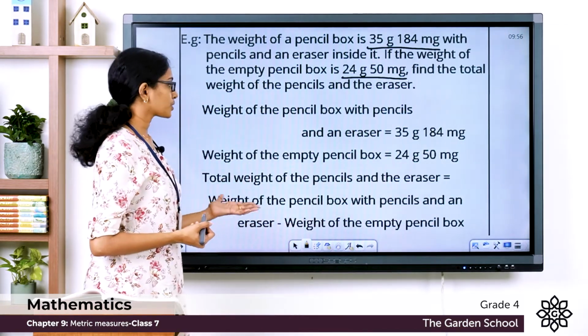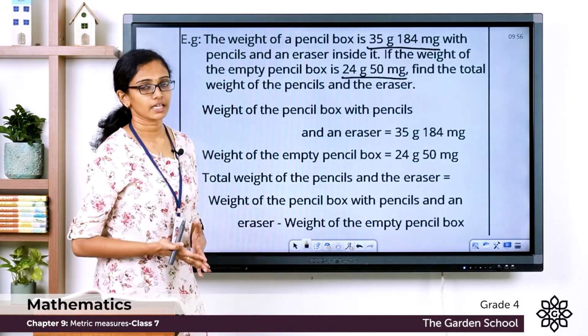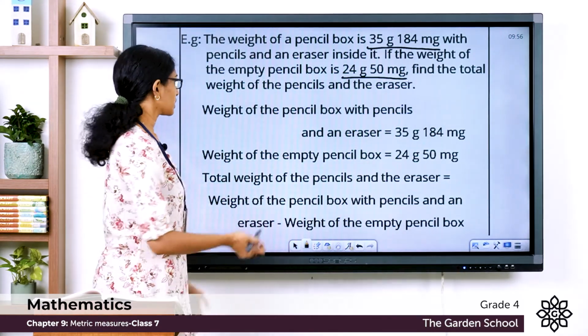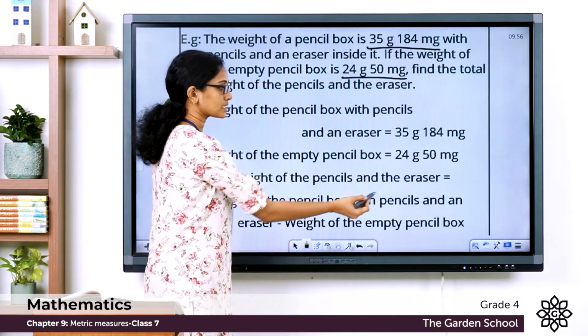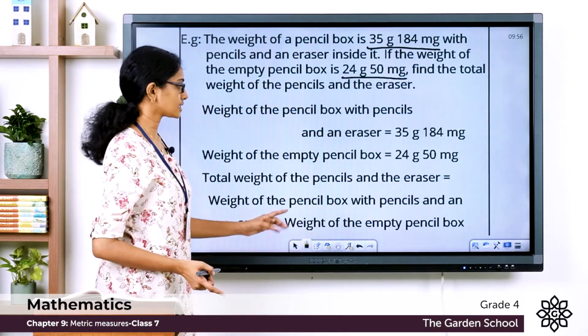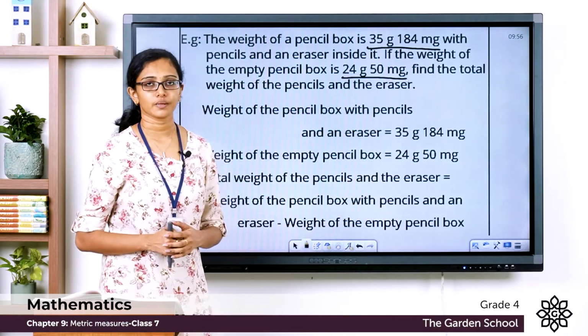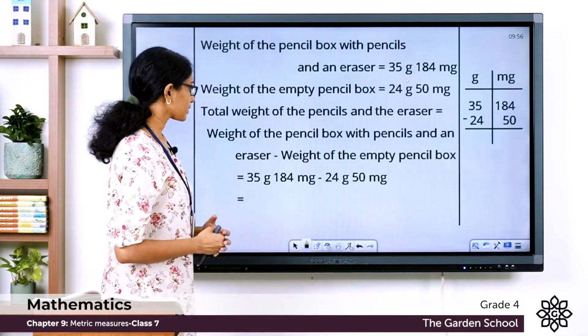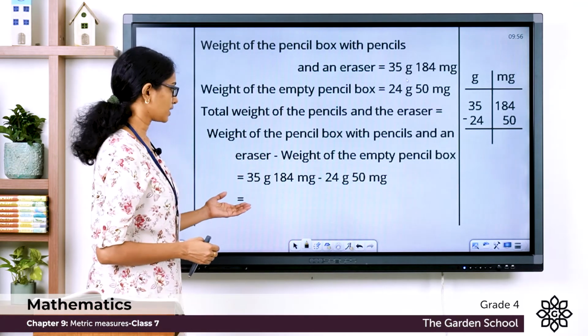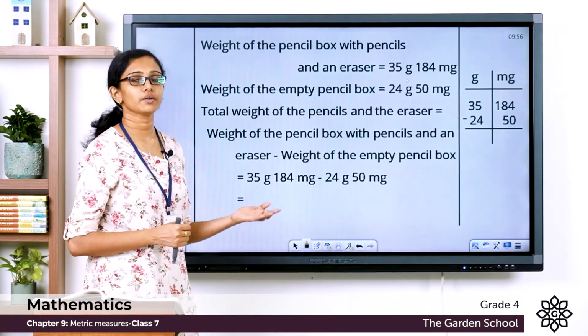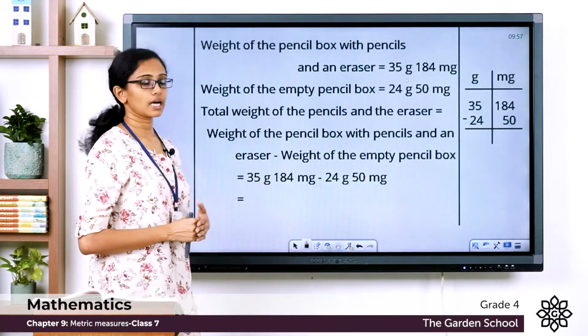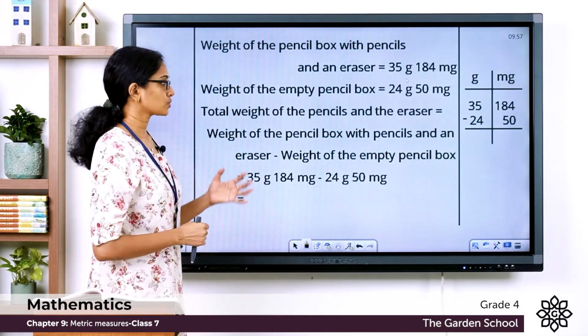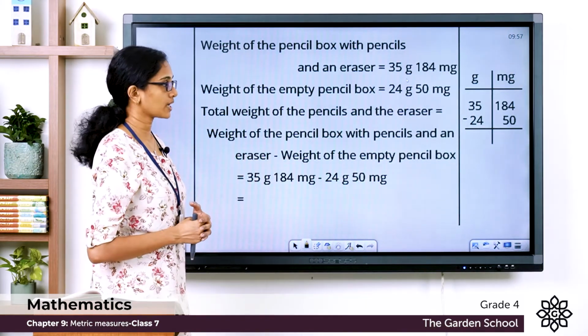Now the total weight of the pencils and the eraser will be equal to the weight of the pencil box with pencils and an eraser minus weight of the empty pencil box. So let's substitute the given measurements there, which is equal to 35 gram 184 milligram minus 24 gram 50 milligram. So in the working column, let's do the subtraction.